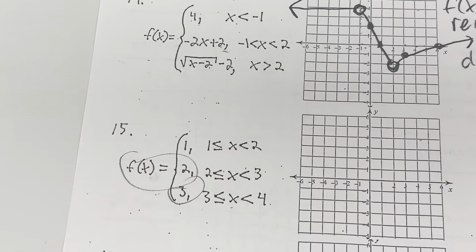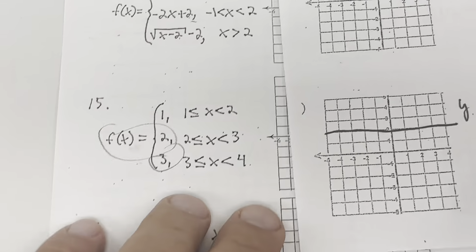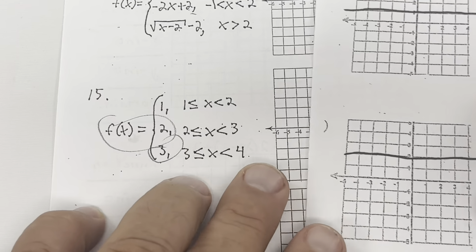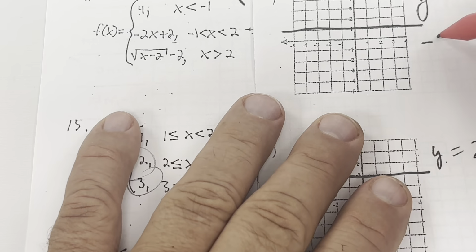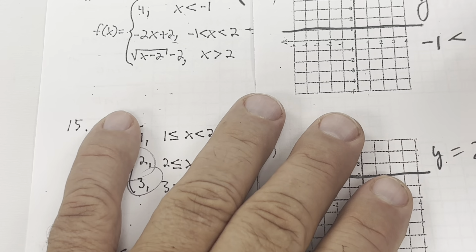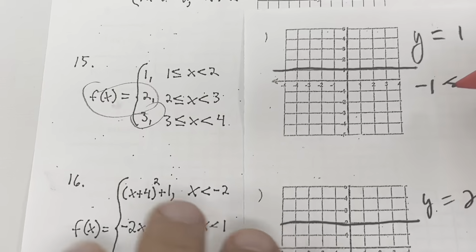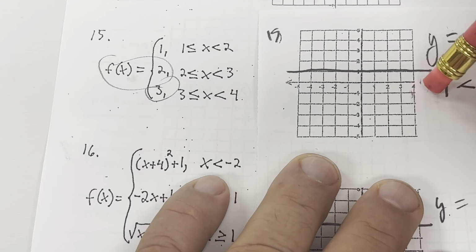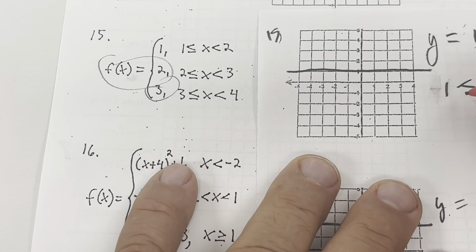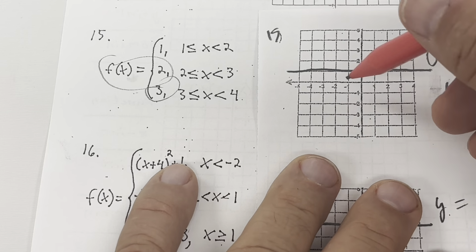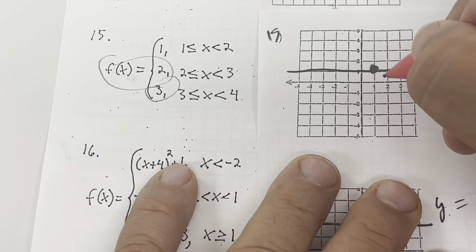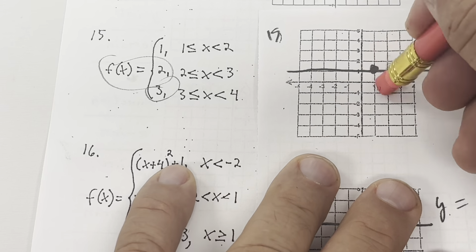Let's get our domain restrictions. This is number 15. The first domain restriction is x is between 1 and 2. Closed circle, open circle. Go over to 1, closed circle. Go over to 2, open circle.